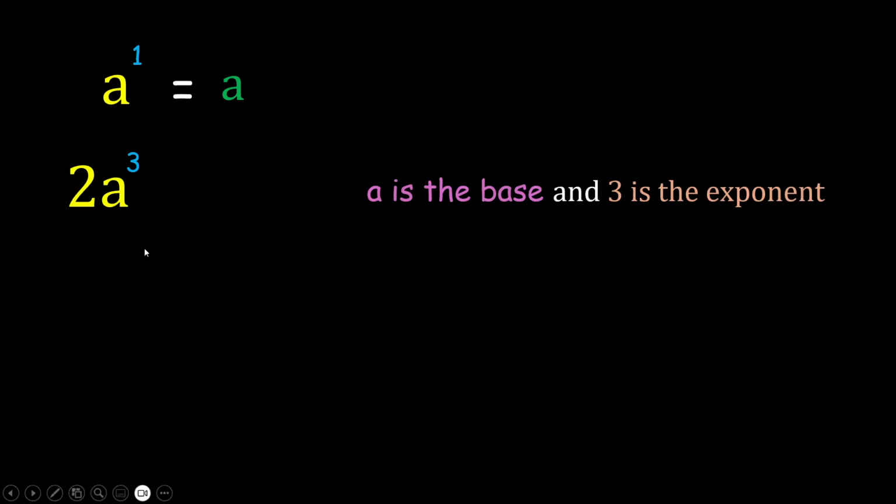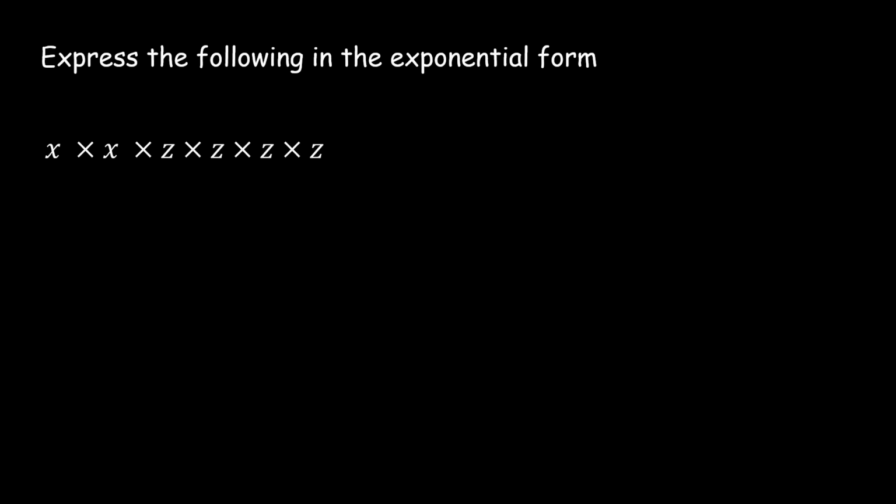So, if I just want to express this as a product of its prime factors, I will write it as 2 into, since a has a power of 3, so I will multiply a with itself 3 times, a into a into a. Similarly, if we want to do the opposite, we have this expanded form and I want to express it in the exponential form.